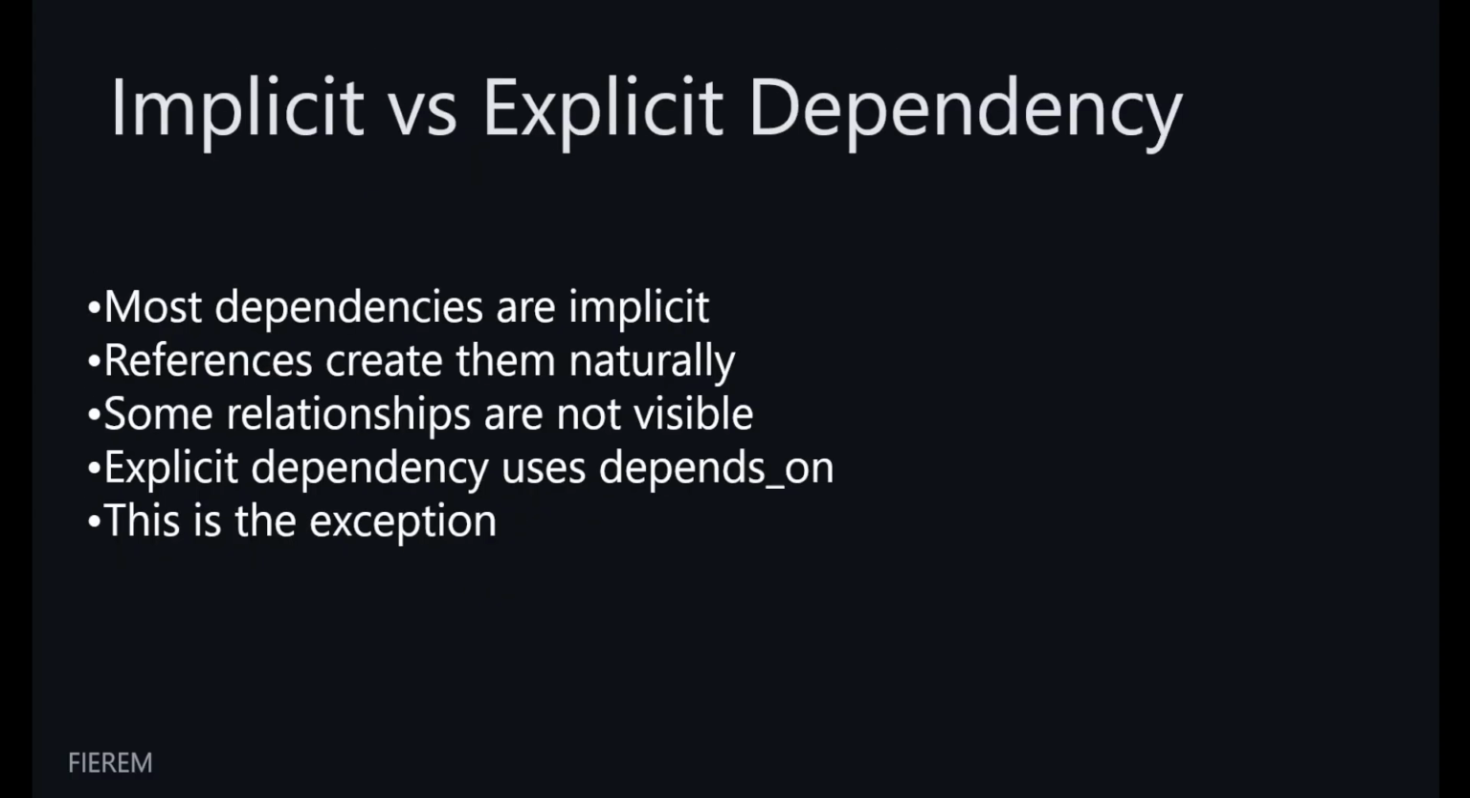Most dependencies are implicit. They emerge naturally from references. Sometimes a relationship exists that is not visible in values. Only then an explicit dependency is added. This is done with the depends_on meta argument. This is the exception, not the rule.